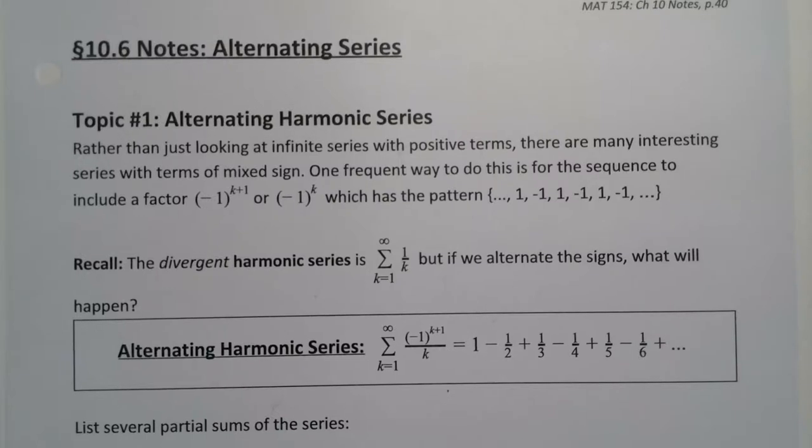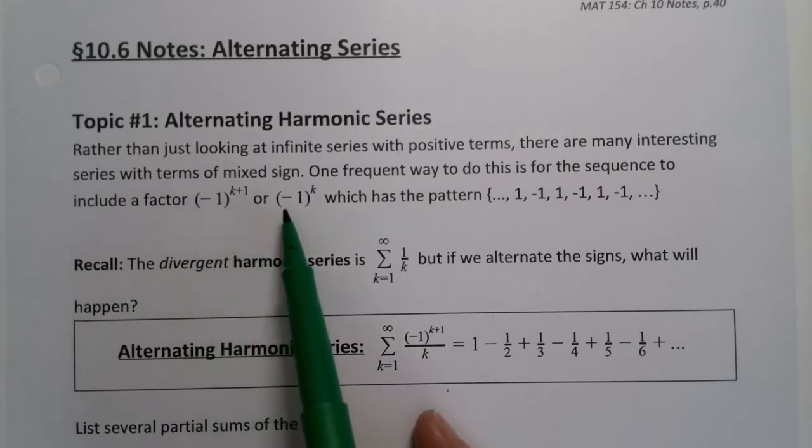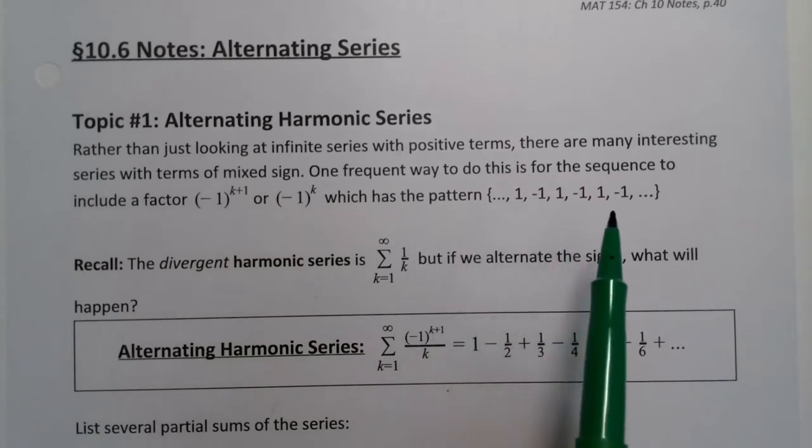So far, we've only looked at series that have positive terms, and we want to expand that out to look at alternating series. Now, alternating series are series that include a factor such as negative 1 to the k plus 1 or negative 1 to the k, and those would have a pattern of positive, negative, positive, negative, positive, negative.